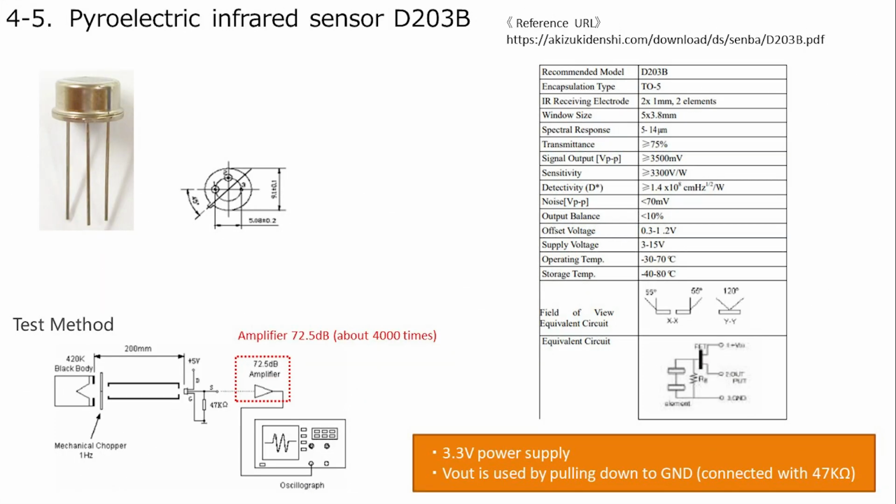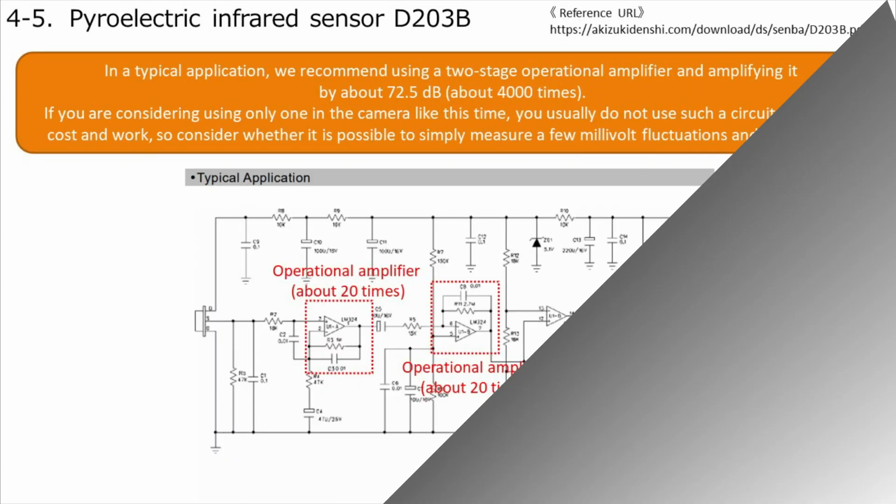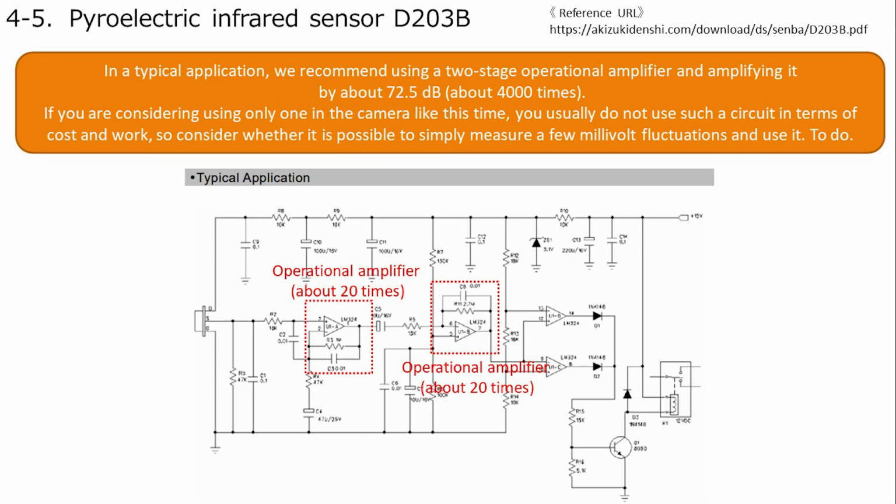Move on. This product is a sensor only. According to the datasheet, it is supposed to be amplified to 72.5 decibels. This means that it is amplified about 4,000 times. In addition, the signal line is used with a pull-down resistor attached to the ground. As an example of use, there is a configuration that includes an amplifier, so I will check it on the next slide.